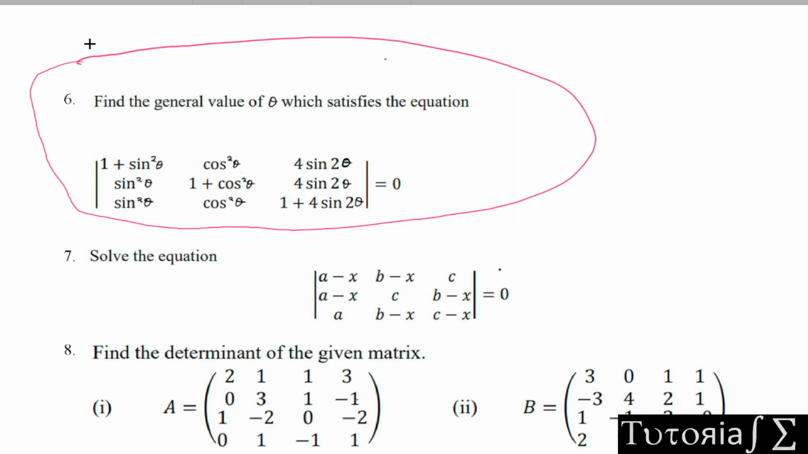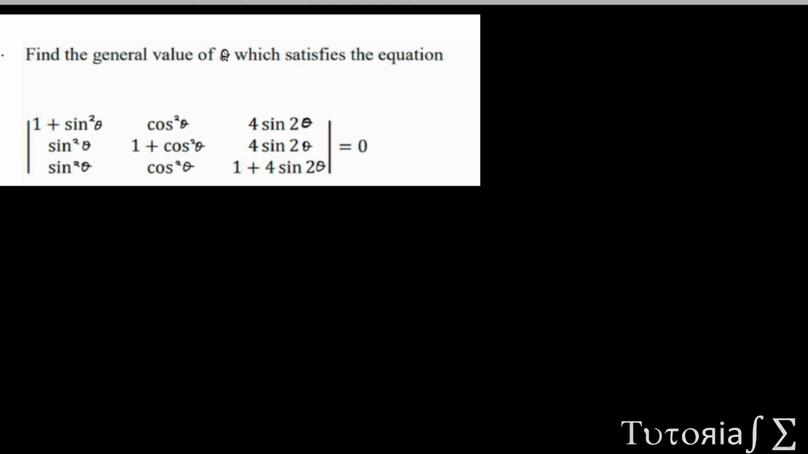So let me just pull it up on my main screen. The question is pretty straightforward. It asks us to find the general value of theta which satisfies this determinant. When you see these straight brackets, they are simply the determinant of whatever is inside here. So we have to find the determinant of this. Then after doing that, we will solve for theta. Then we'll see how we go from there.